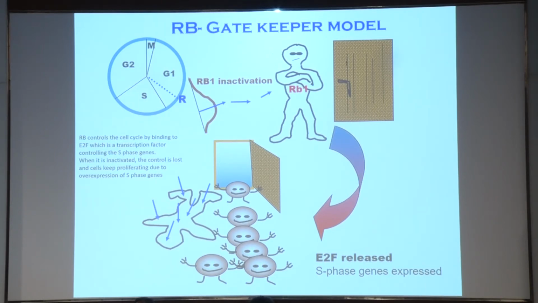Now, why are we talking so much about this RB gene? That's the gatekeeper. When something goes wrong with it, it ends up in proliferation of cells, resulting in tumor formation. That's all you need to remember.